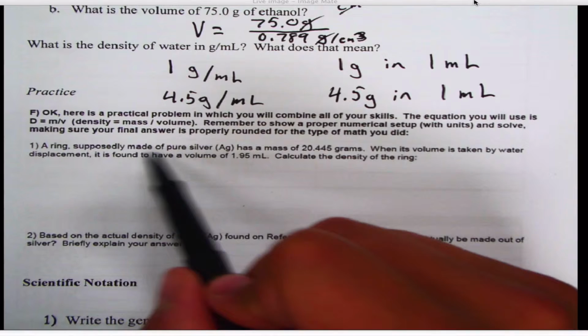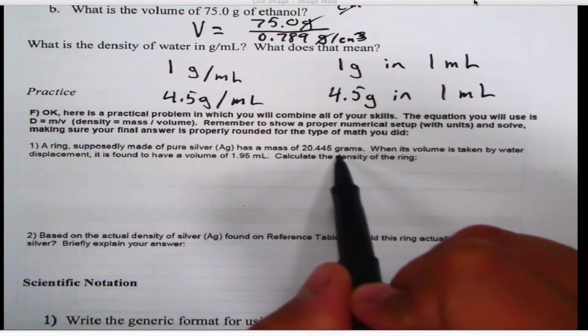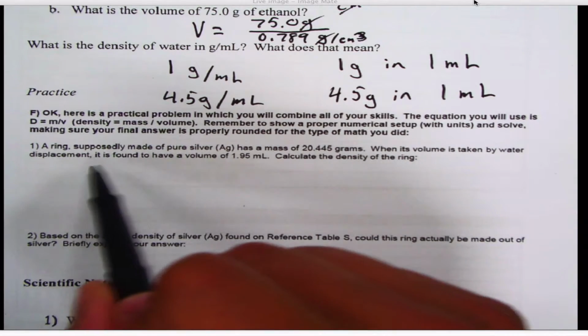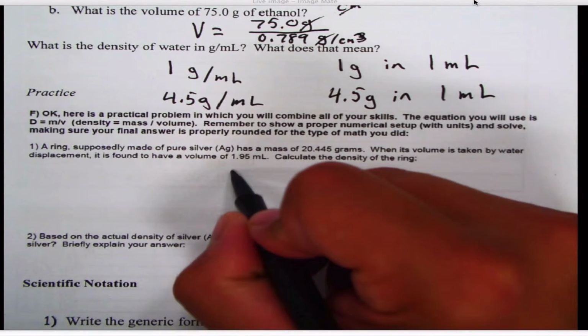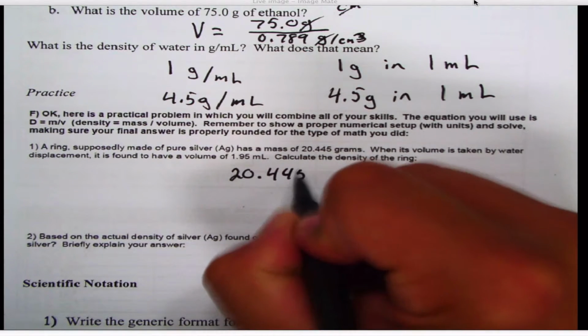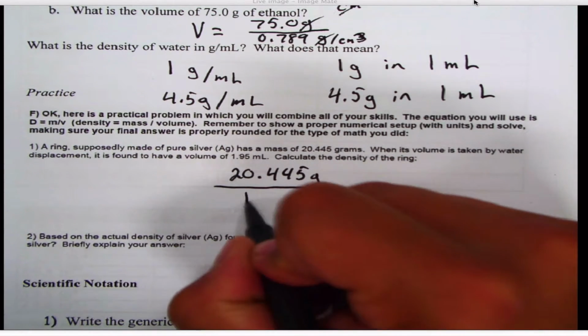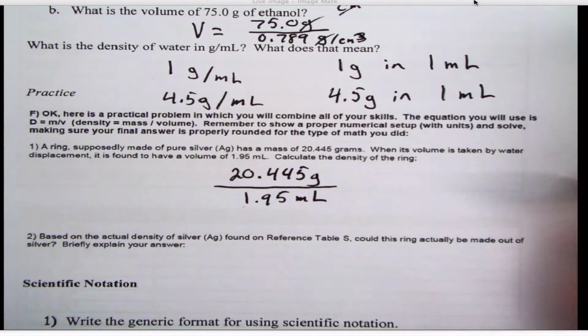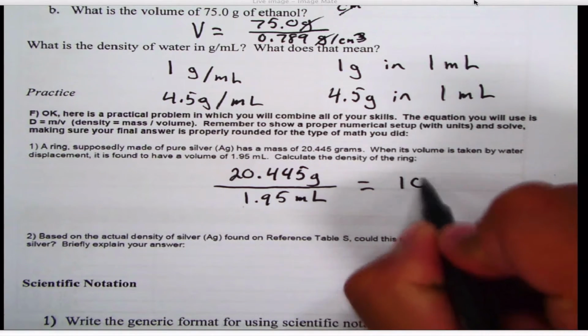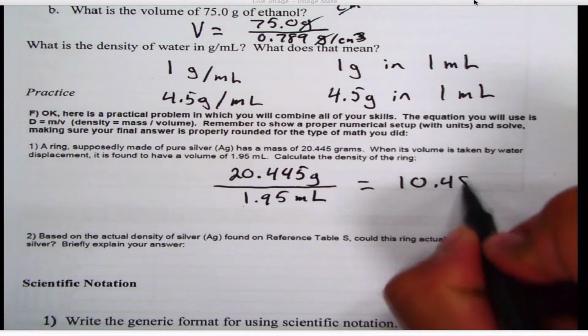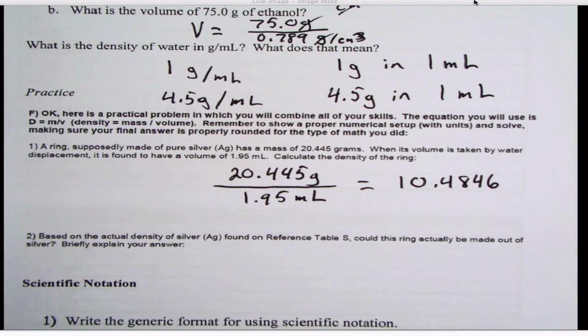It says a ring supposedly made of pure silver has a mass of 20.44 grams. When its volume is taken by water displacement, it is found to have a volume of 1.95. Calculate the density. All right, so density is equal to mass over volume. 20.445 grams divided by 1.95 milliliters. There's my setup. Plug it in your calculator. 20.445 divided by 1.95 gives me a calculator answer of 10.4846 and a bunch of other stuff.